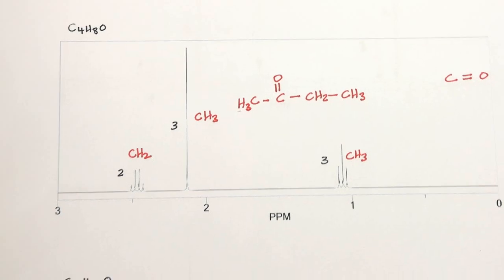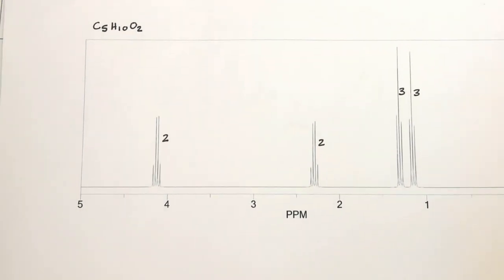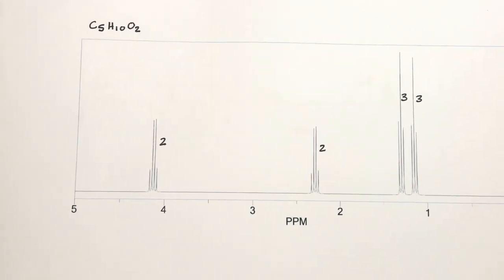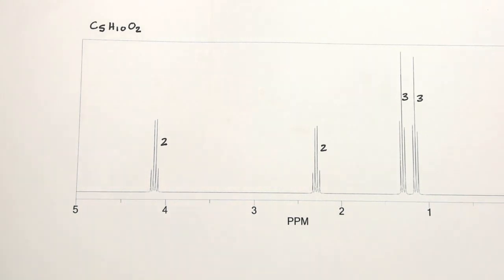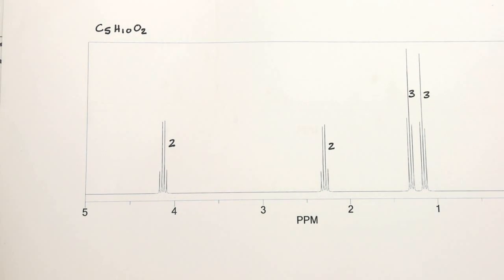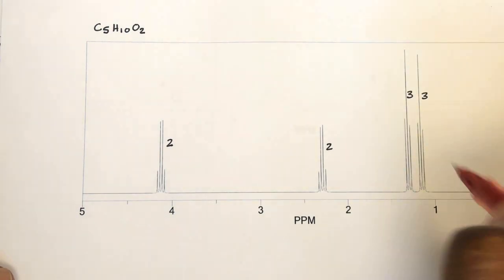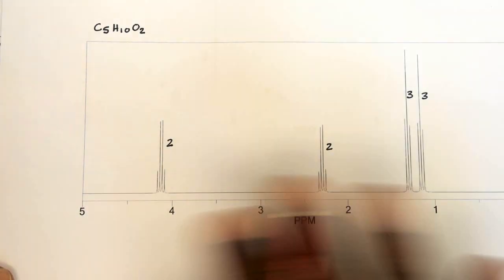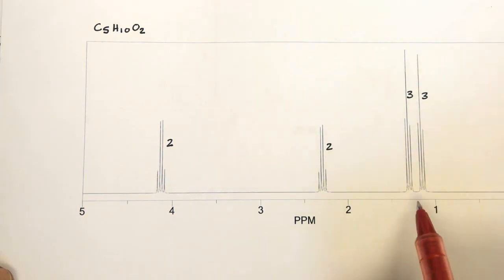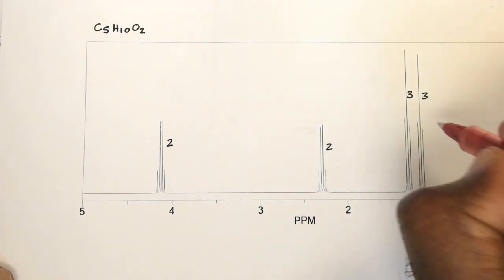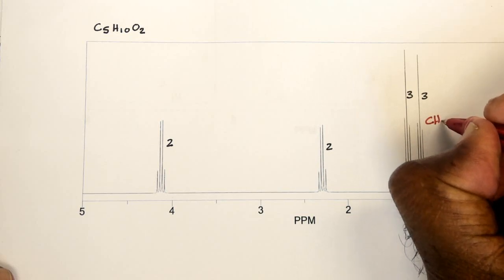The next molecule that I have is something along the same lines, with the molecular formula C5H10O2. And if I look at my spectrum, I see the same types of patterns that I saw in the previous example. I look at the aliphatic region first, and I see that in the methyl region of the spectrum, there are 2 methyl groups.